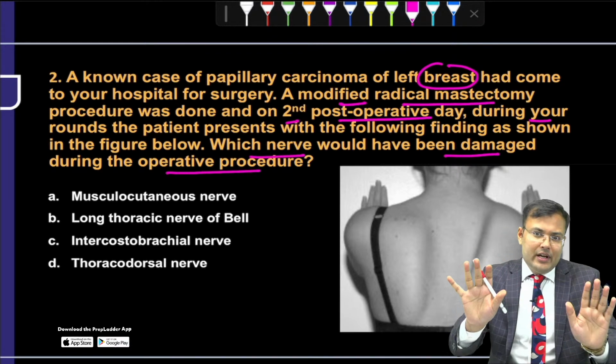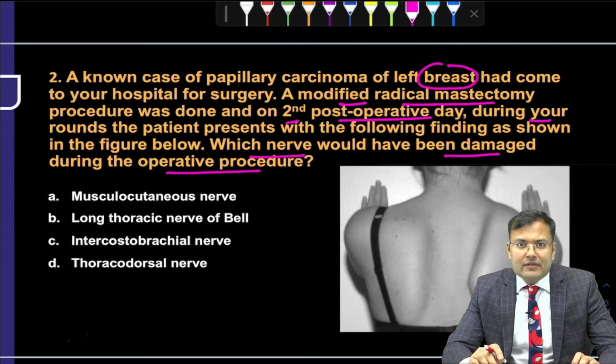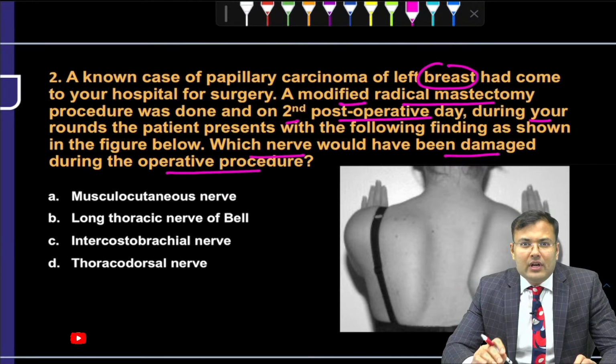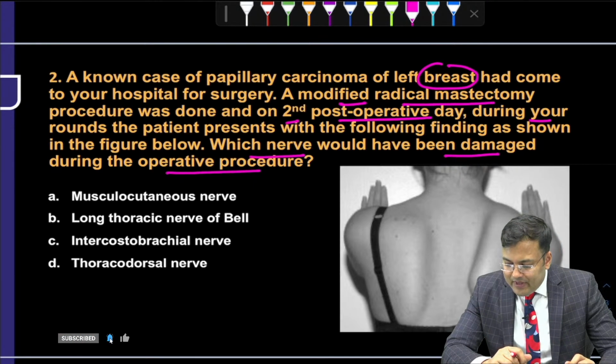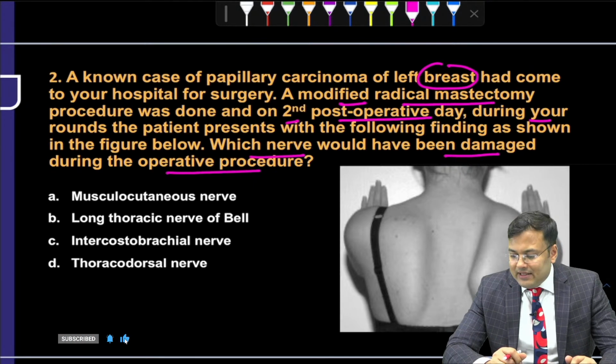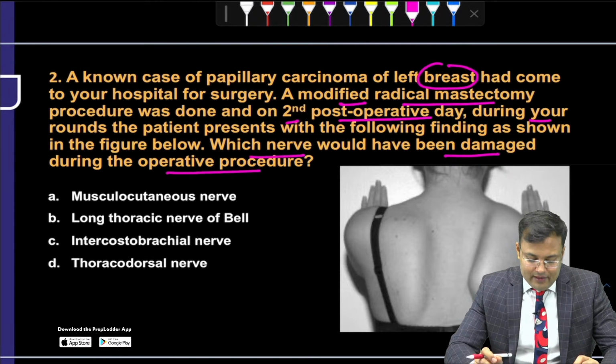So here you can see during pushing or punching, this part is more prominent. Winging of scapula. And all of you know that winging of scapula is because of injury of which nerve? Tell me. Yes, everybody is marking the correct answer. And the correct answer is what? Long thoracic nerve of Bell.